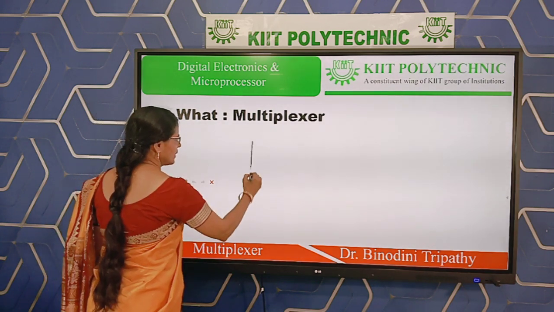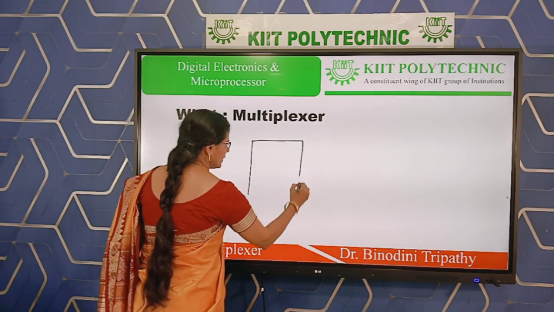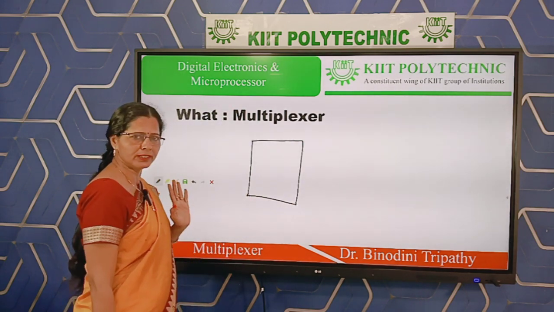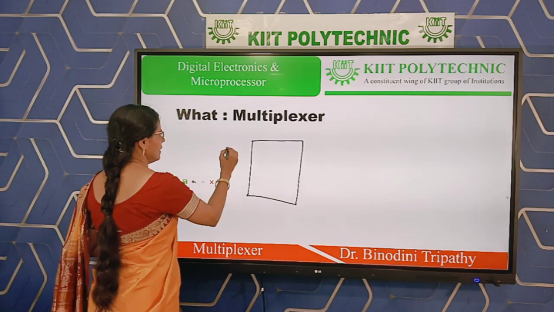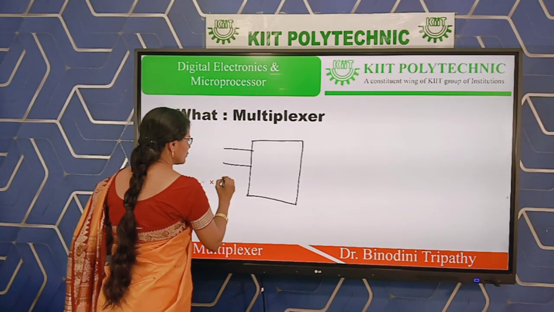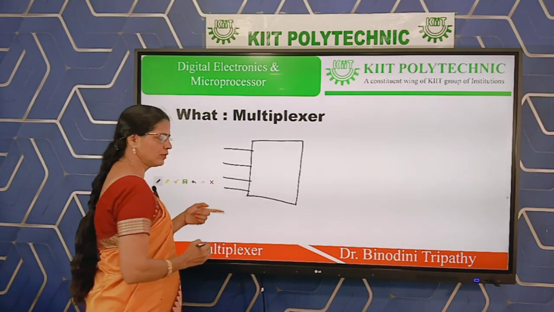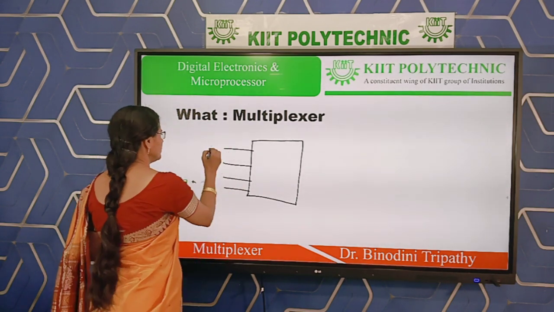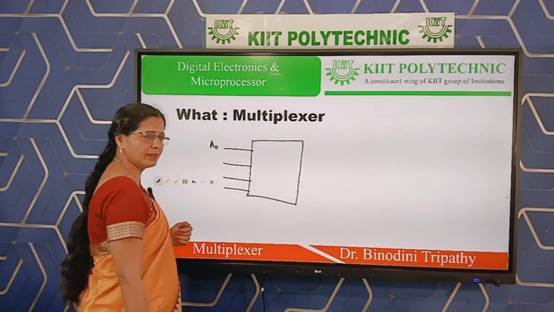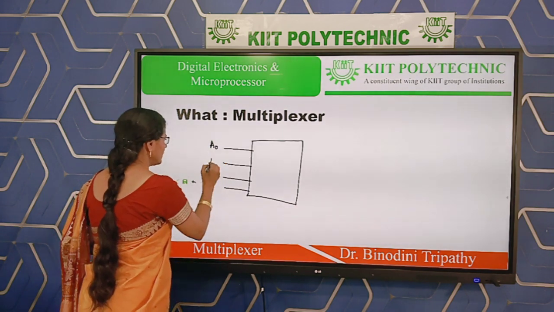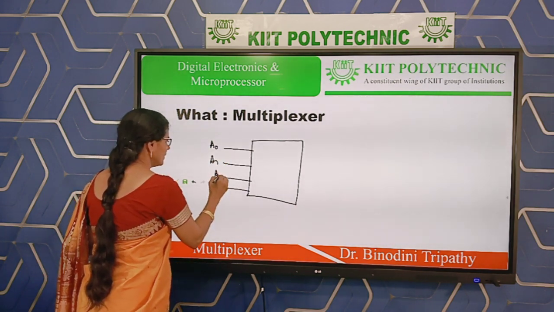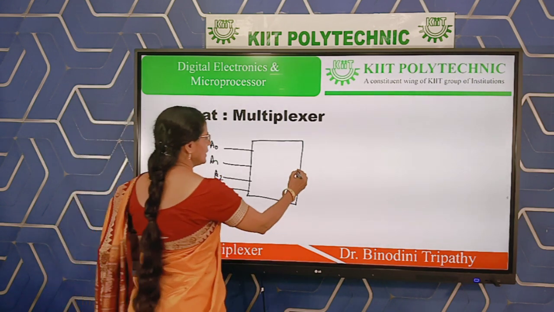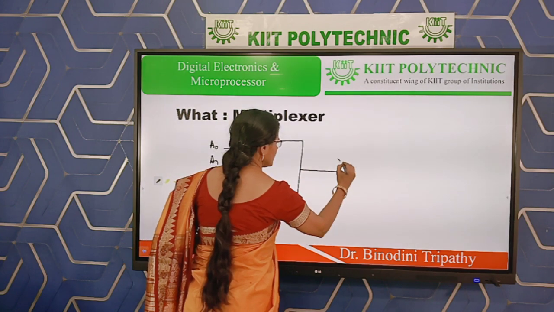Suppose this is your multiplexer. Forget about what components or logic circuits are available within it. Let this be a multiplexer with 4 inputs. You can name them as per your choice, like A0, A1, A2. In this slide we are always taking the symbols A0, A1, A2, A3. It has 4 inputs and one output, that is Y.